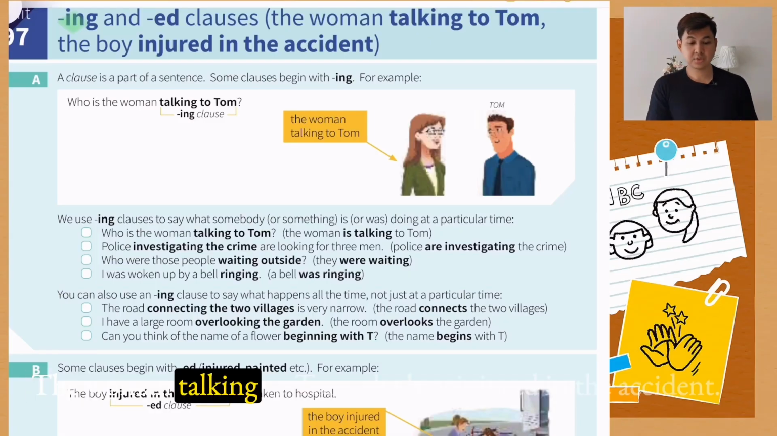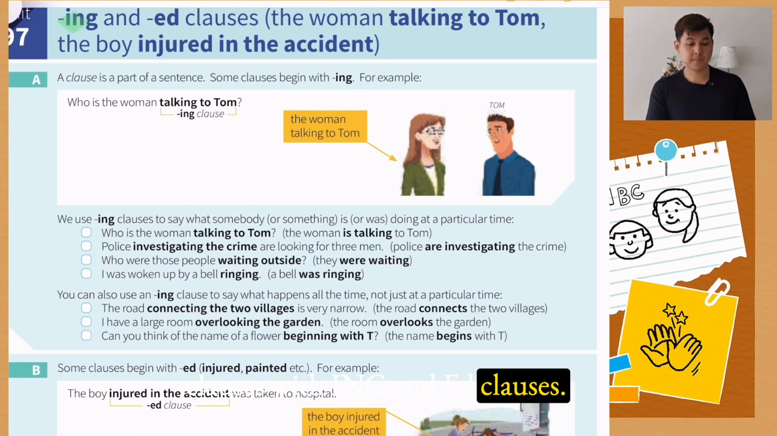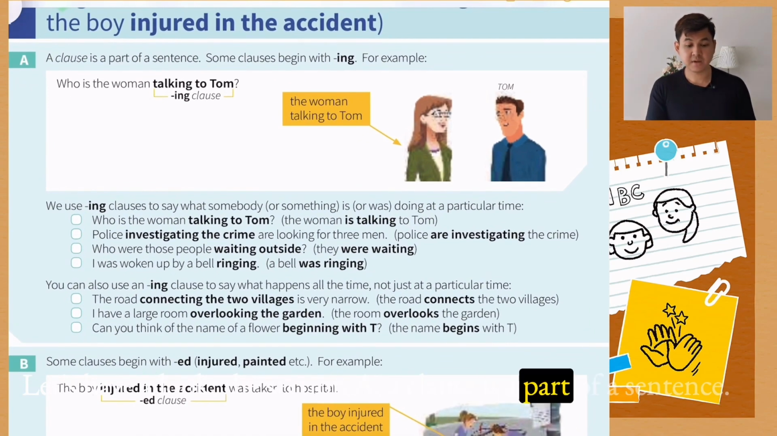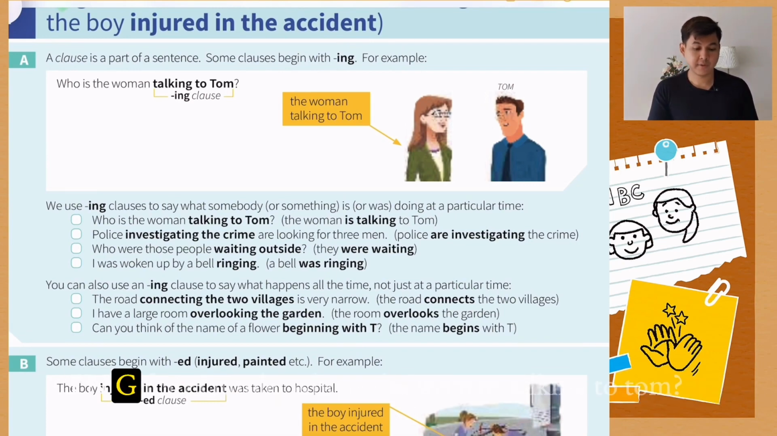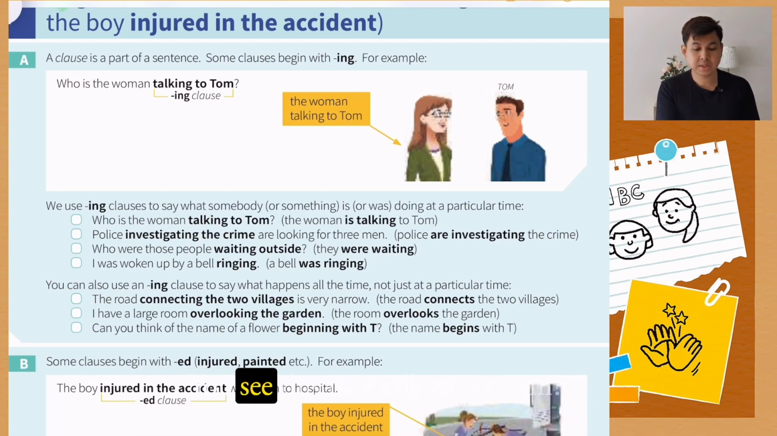The woman talking to Tom, the boy injured in the accident. So today we are going to see the clauses with -ing and -ed. Let's have a look at section A. A clause is a part of a sentence. Some clauses begin with -ing. For example, who is the woman talking to Tom? So we ask, who is the woman talking to Tom? You see this part, talking to Tom, is an -ing clause.